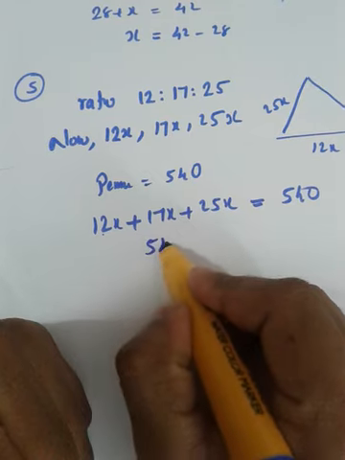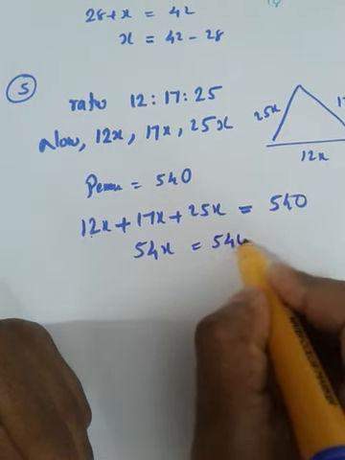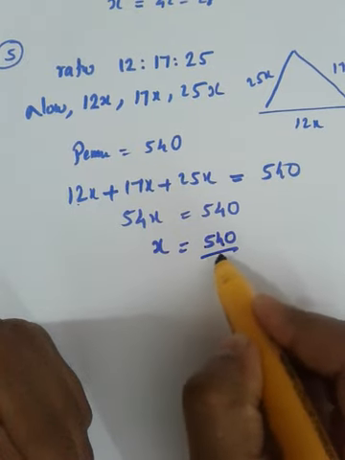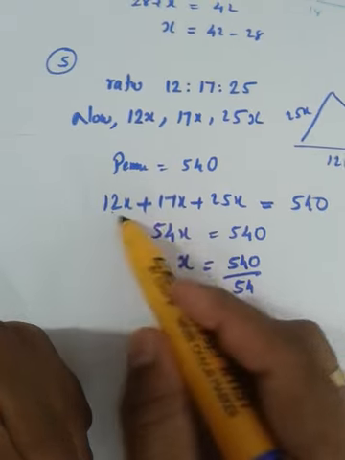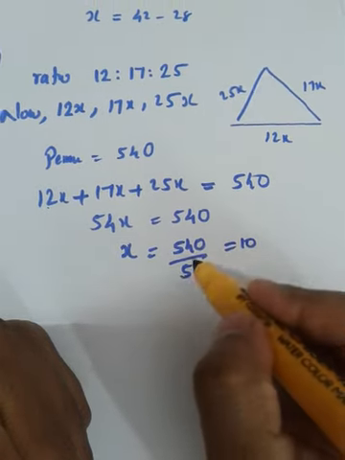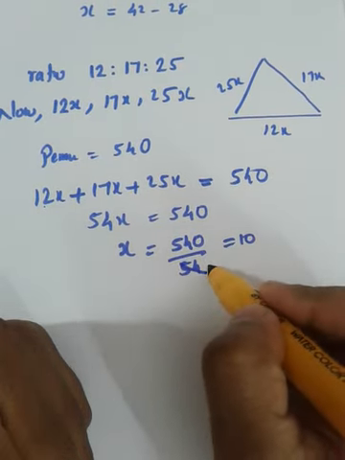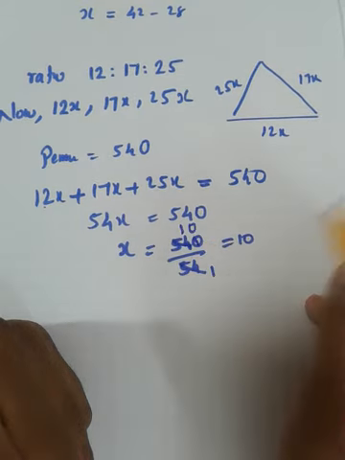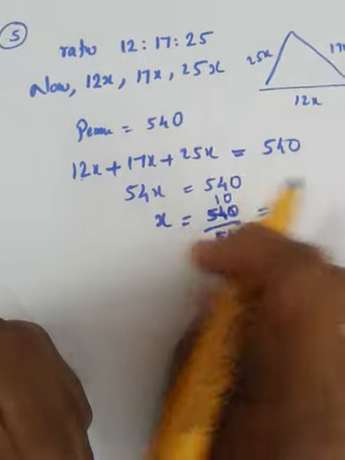I think 54x is equal to 540, isn't it? Then what will be the value of x? 540 divided by 54, and what is that? 10. You can cancel the 0 and reduce by 54. In 54, how many 54? 1. In 54, how many 54? 1. Then write this 0. The answer will be 10. So we got the value of x as 10.